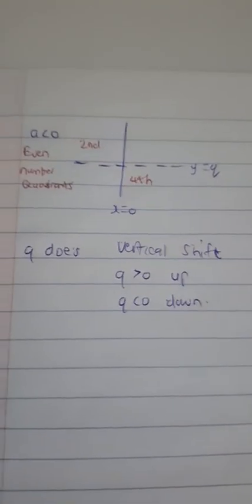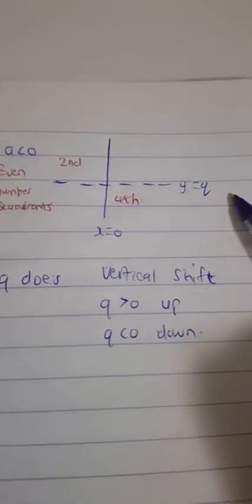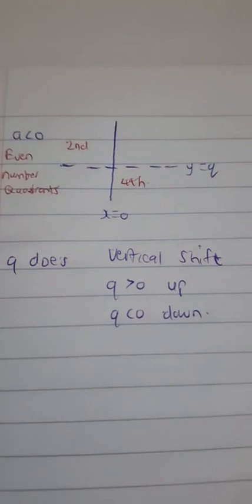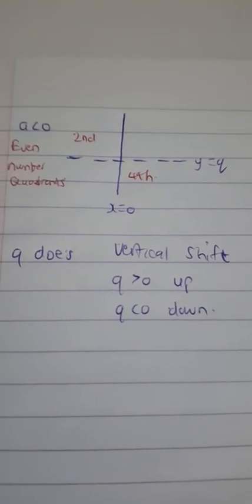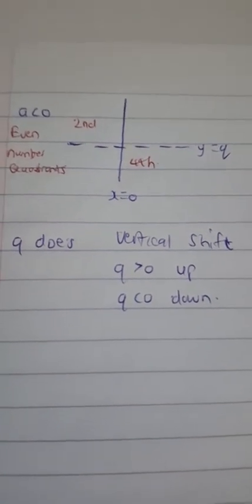And then, of course, if a is less than 0, then the function is found in your even number quadrants. Then Q, apart from the fact that Q gives us the equation of the horizontal asymptote, it also helps us to understand the movement of the function vertically. So when Q is greater than 0, we're moving up. When Q is less than 0, we are moving down. So I hope that makes sense, and I hope that's clear for all of us. Maybe I can just squeeze in the exponential function.